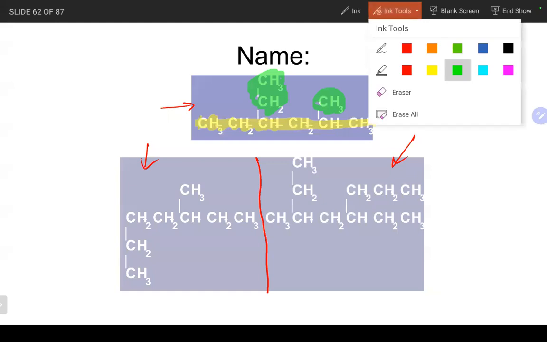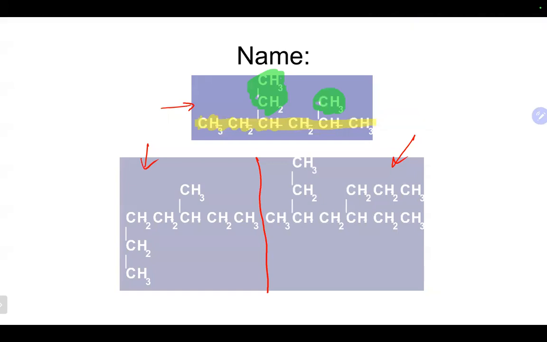We'll start with the main part of the name, which is the longest chain. That is 6: 1, 2, 3, 4, 5, 6. So the base of it is going to be hexane. We have once again a 1 carbon group, which would be a methyl group. We have a 2 carbon group that is based off of ethane, which would then be an ethyl group. We do want to number this. So if we number left to right, that would be carbon 1, carbon 2, carbon 3, 4, 5, and 6.